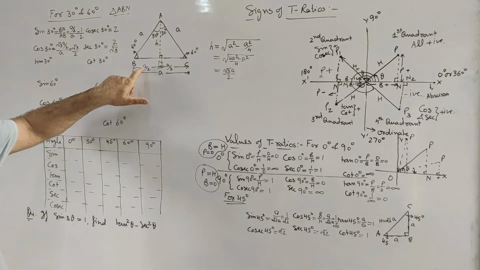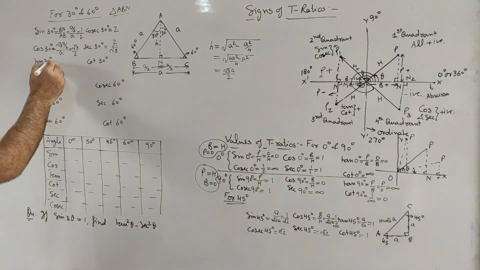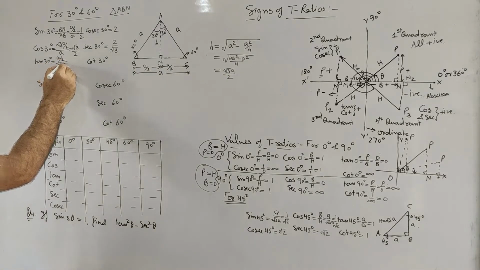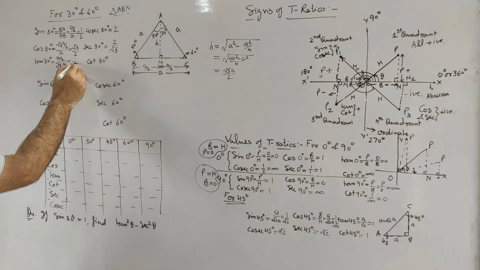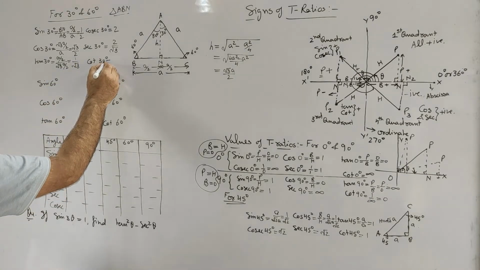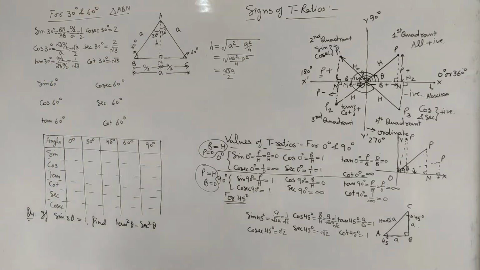Perpendicular is a by 2, base is root 3 a by 2, so it will become a by 2 divided by root 3 a by 2. A by 2 will get cancelled and we will get 1 by root 3, and this implies cot 30 degree will be root 3, the reciprocal of tan 30 degree.